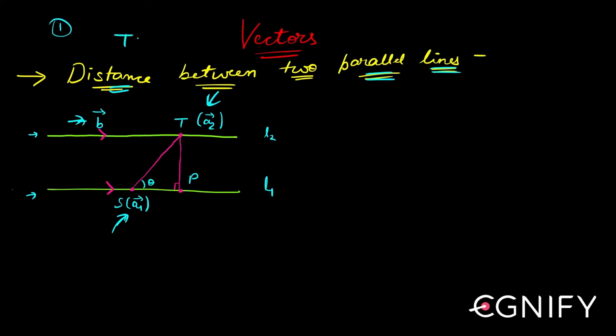Right, the answer is TP. If you look at TP, and if I can get the modulus or the length of TP, then I will get the distance between these two lines, right? This TP is what I am looking for. So how can I get TP?